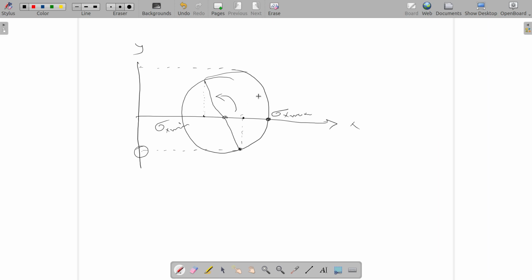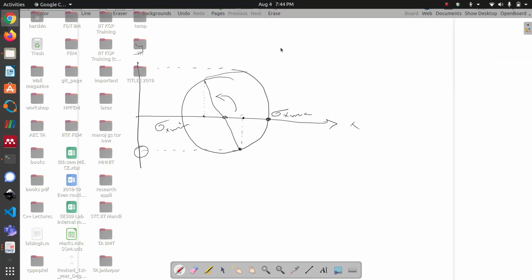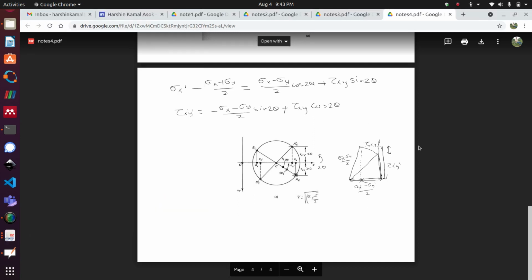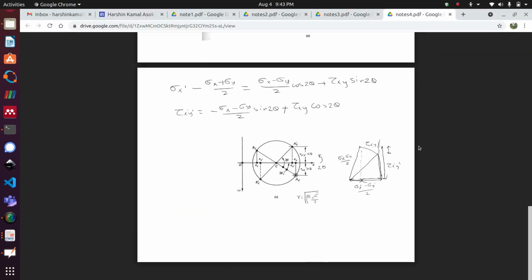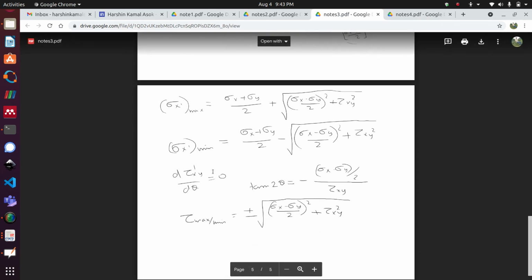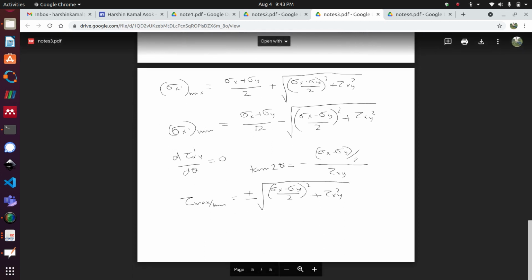In the 3D case, that becomes a little more complicated. Let's see if we can talk about that also. Also remember that we had derived equations for finding out principal stresses. We just call them sigma max and sigma min. So these are the principal stresses.